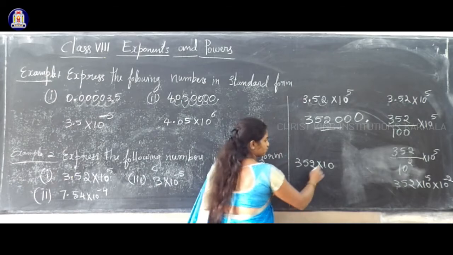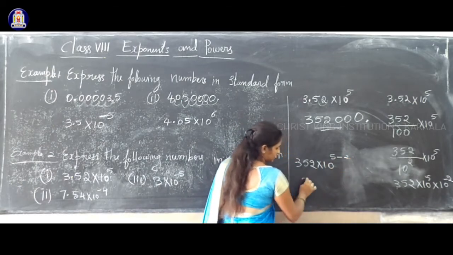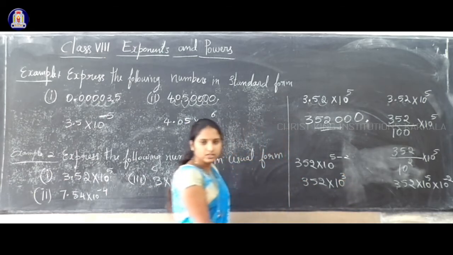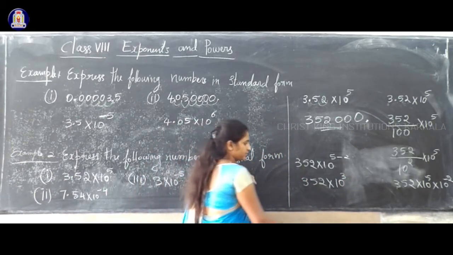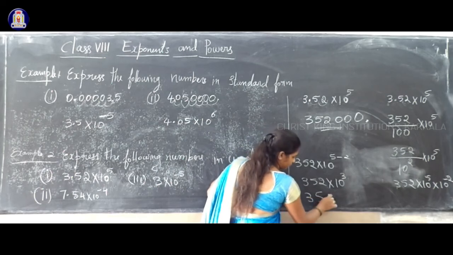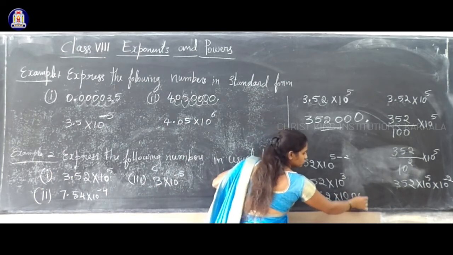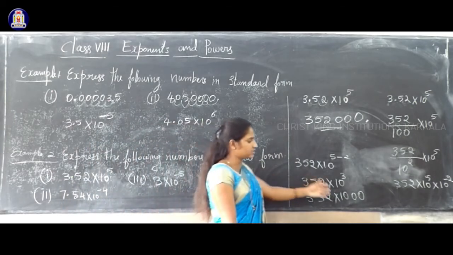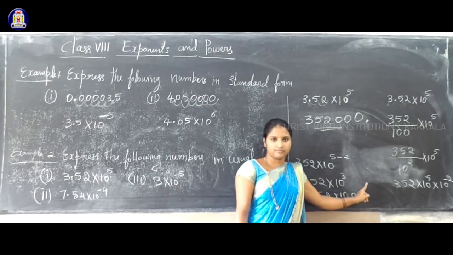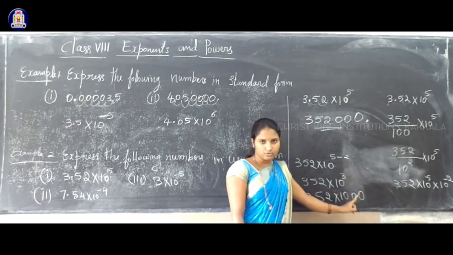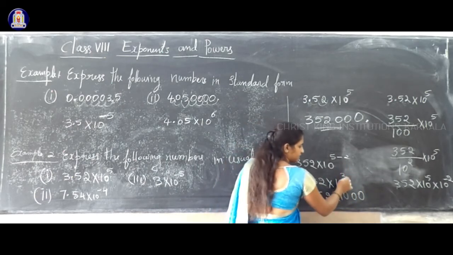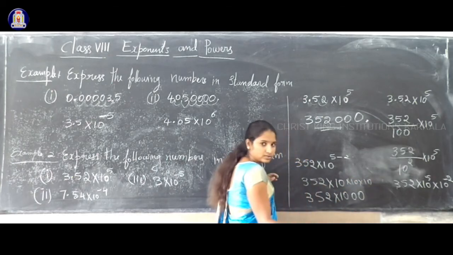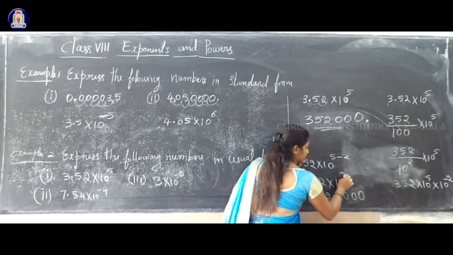What is 5 minus 2? 5 minus 2 is 3. Is it correct? 352 into 10 power 3. So 10 power 3 means how many zeros will you write? 3. 10 power 3 means that is 1000. Is it correct? 10 power 3 means 1000, that is 10 into 10 into 10. 10 power 2 is 10 into 10. Okay? 10 power 3 understood? 10 power 3 means 10 into 10 into 10, that is 1000.